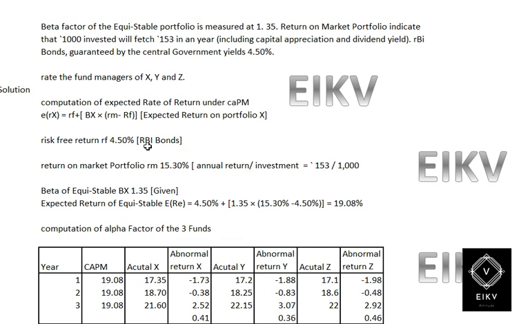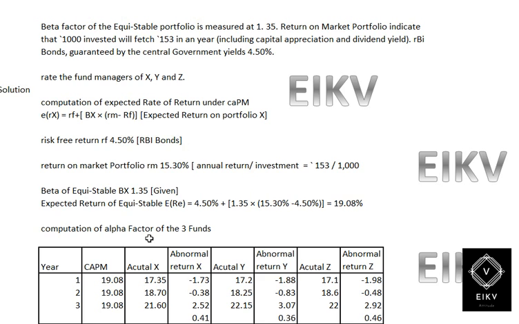Risk free rate would be 4.5%. Return on market portfolio would be 15.3, that is 153 divided by 1000, and the beta of the equitable portfolio would be 1.3, which is given. Therefore the CAPM return would be 4.5 plus 1.3 into (15.3 minus 4.5), which will give you 19.08%. So CAPM return is 19.08%.